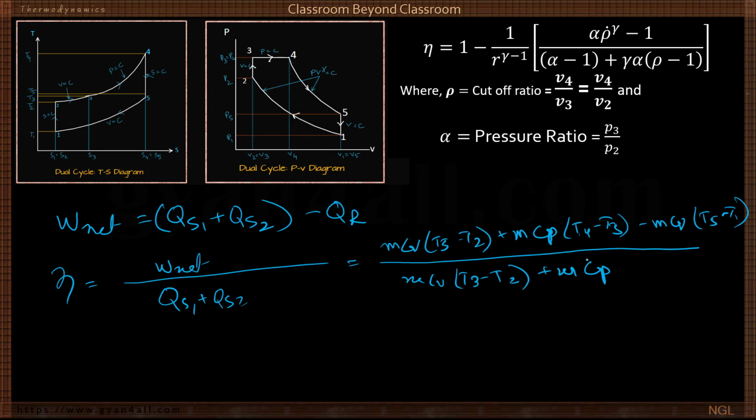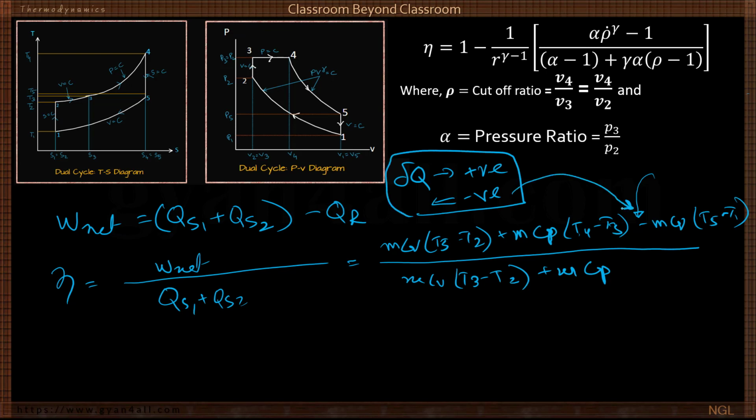If you write T1 minus T5, we will get a negative, and that negative minus sign we put. That is a good question. Shivam, good. Earlier we said heat interaction delta Q is positive if it is heat added, it is negative if it is heat rejected. So this negative sign we already put here. Otherwise you have to write plus m Cv T1 minus T5.